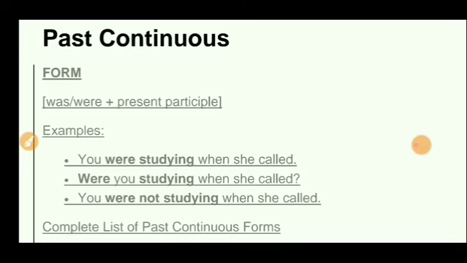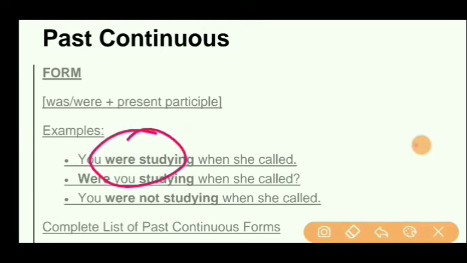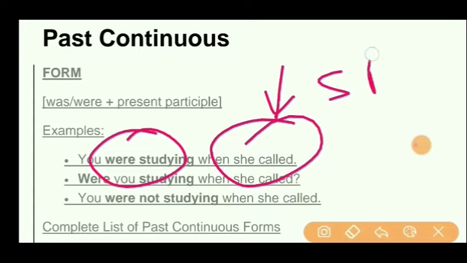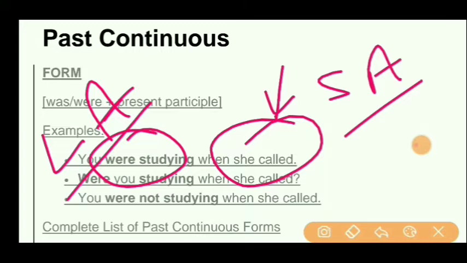So in the first example, you were studying when she called. The definition of this tense is, this tense is used to describe an action when the action was going on at some particular time in the past. And the other thing is when a longer action is stopped by a shorter action. So studying is a longer action and calling is a shorter action.